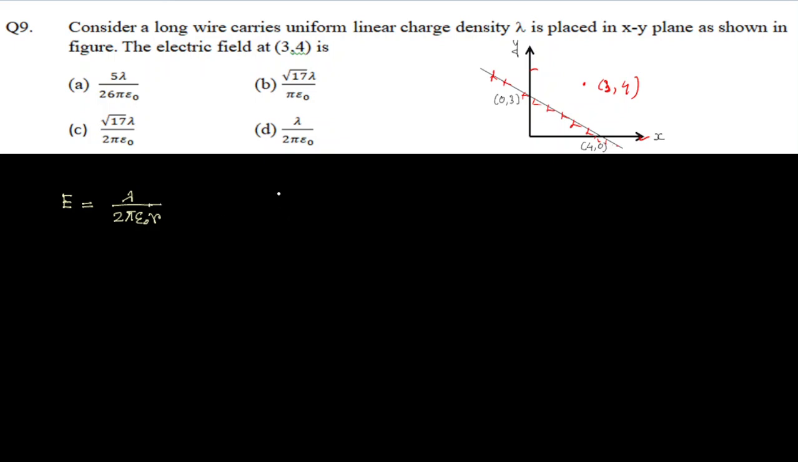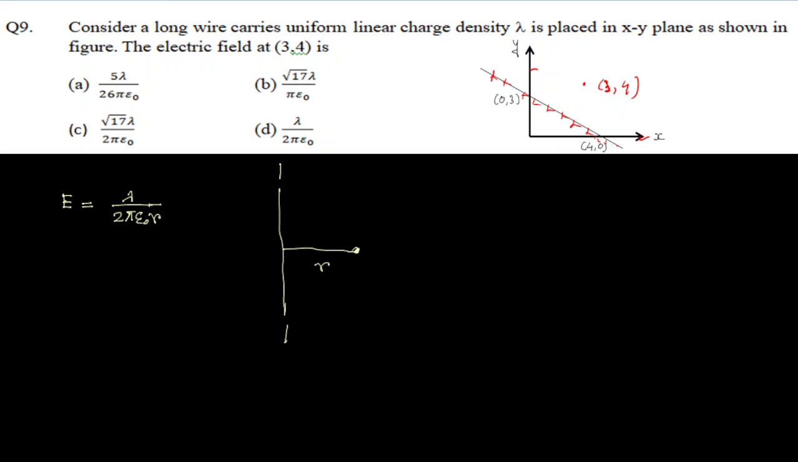Here r is the perpendicular distance of this point. Let's say this is an infinitely long wire, and we want to calculate the field at this point, so this will be the r. If we know the perpendicular distance of this point from the wire, then we can write the magnitude of the electric field at this point as lambda divided by 2 pi epsilon naught r.